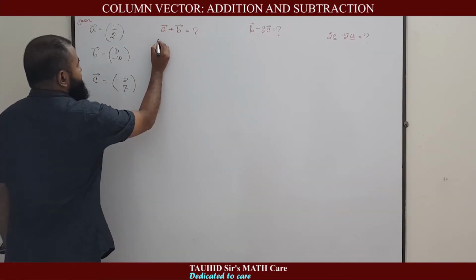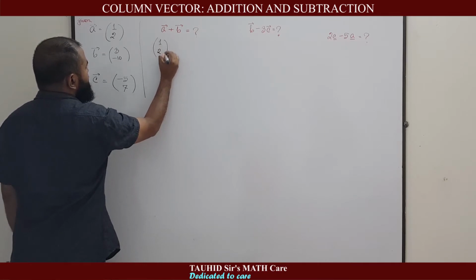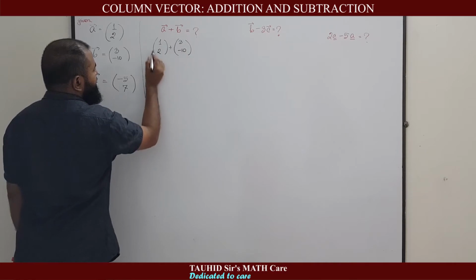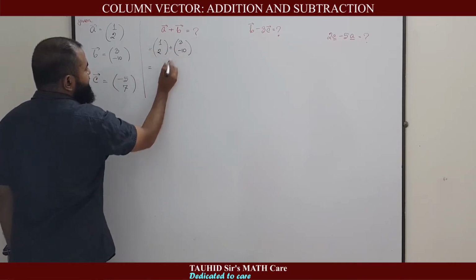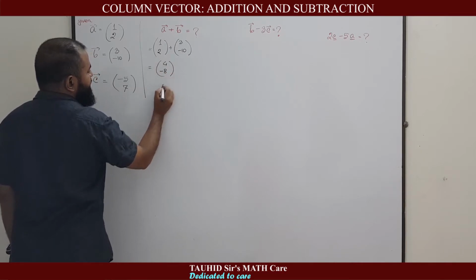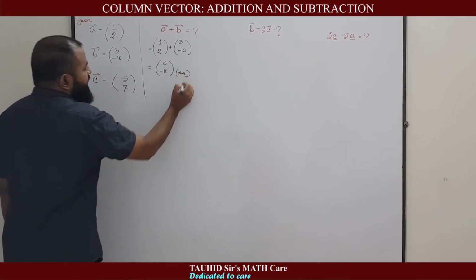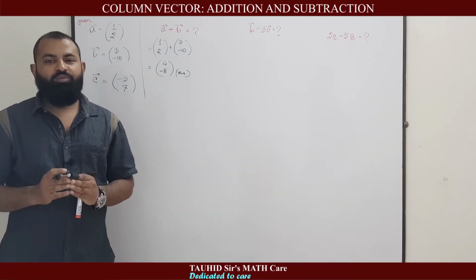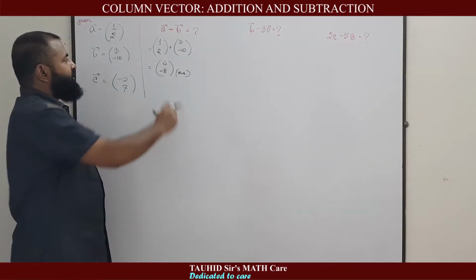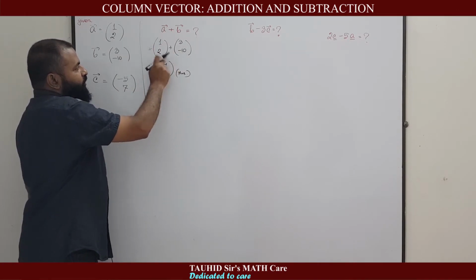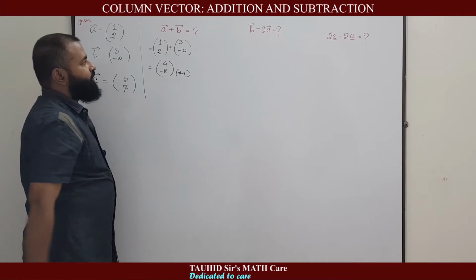First of all, A plus B. A is (1, 2) plus B vector is (3, -10), equal to (1 plus 3, 2 minus 10), which is (4, -8). This is our answer. Adding or subtracting vectors is one of the easiest topics. We just need to add or subtract the corresponding positions: 1 plus 3 is 4, 2 minus 10 is minus 8.